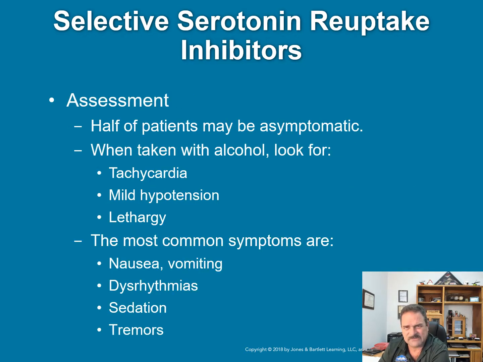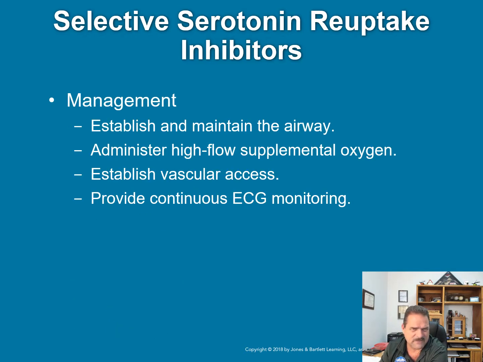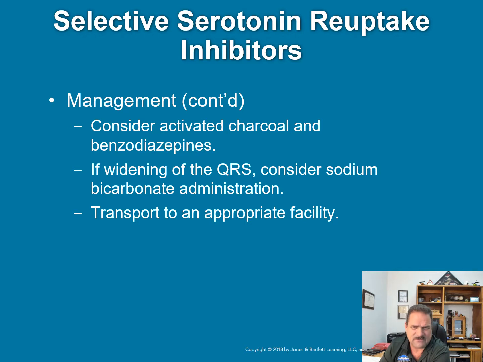Assessment: about half of these patients, 50% of them, are usually asymptomatic with an overdose. When taken with alcohol, look for tachycardia, mild hypertension, and lethargy. Other common symptoms are what you see here for sure. Management: airway, high flow oxygen, vascular access, and monitor their ECG. Consider activated charcoal and also benzodiazepines as necessary if they're having seizures. If a widening of the QRS occurs, consult with medical control for consideration of sodium bicarb administration. Transport to the appropriate facility for treatment.